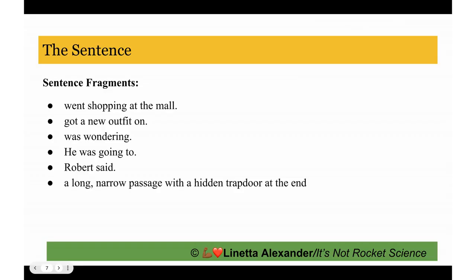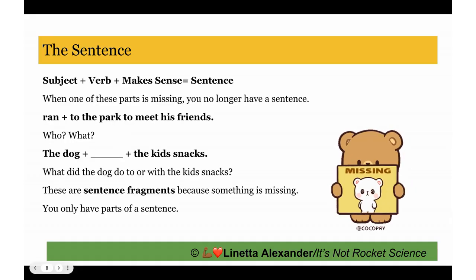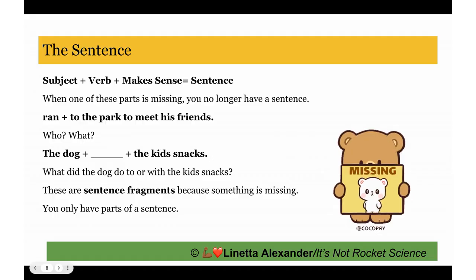Again, sentence fragments. Here are some examples. Went shopping at the mall. Got a new outfit on. Was wondering. He was going to. Robert said. A long, narrow passage with a hidden trapdoor at the end. Again, sometimes if you're talking to your friends, you can fill in the blanks audibly when you're talking, but when you're writing on a piece of paper, in an essay or a story, these are sentence fragments because we don't really know what's happening and they don't make sense. Again, subject plus verb plus make sense equals sentence. Something is missing, you got a fragment, okay?